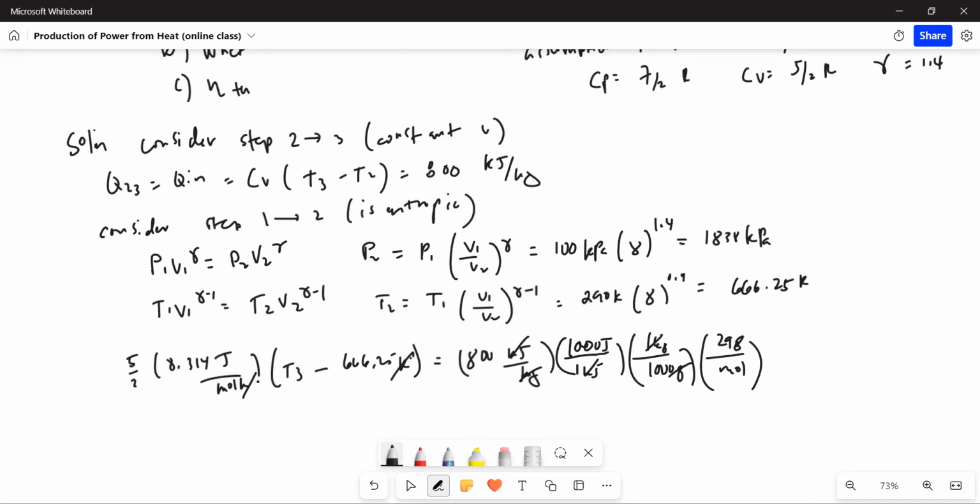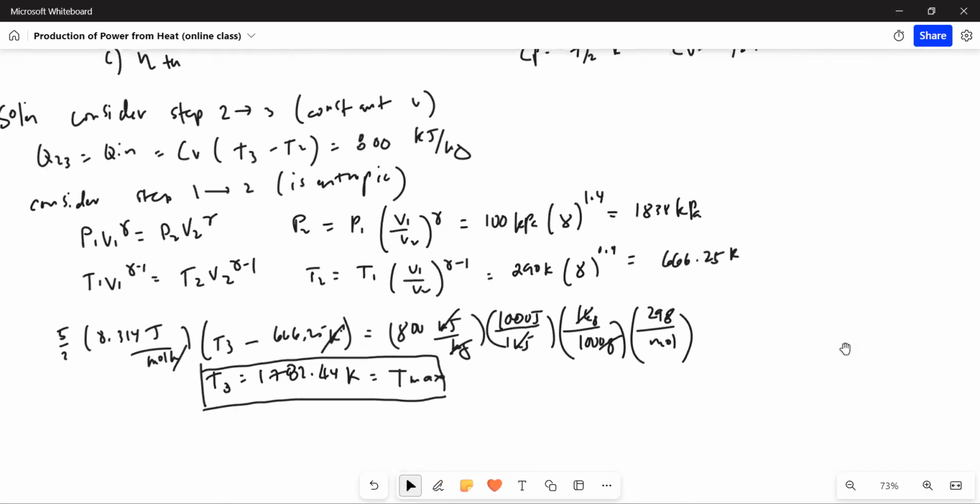Canceling K and solving that equation, you will get T3 equal to 1,782.44 Kelvin. And this is our T max as well.